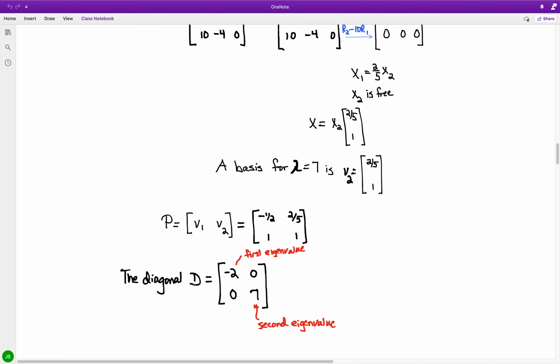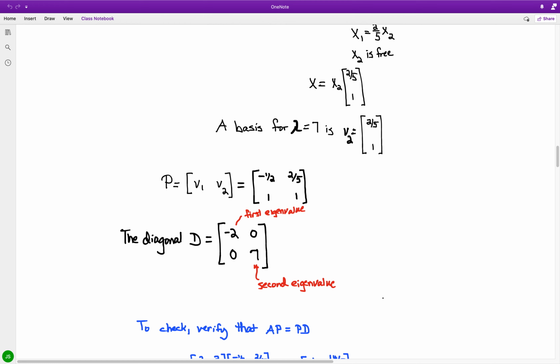And so for the diagonal D, in the 2x2 formation, corresponding with the first eigenvector, in the upper left-hand section we have -2, and with the second eigenvector we had lambda equal to 7. Now the author says that it doesn't matter what order you place these in, but to maintain consistency, I like to map the first eigenvalue and eigenvector together. So for the diagonal, you have -2, 0, and 0, 7.